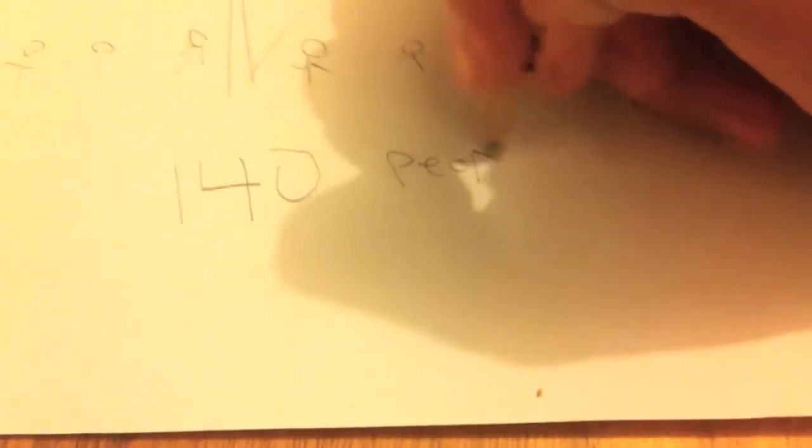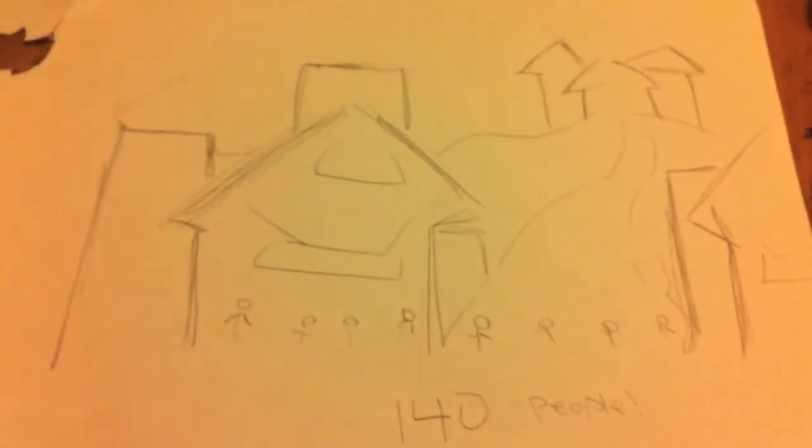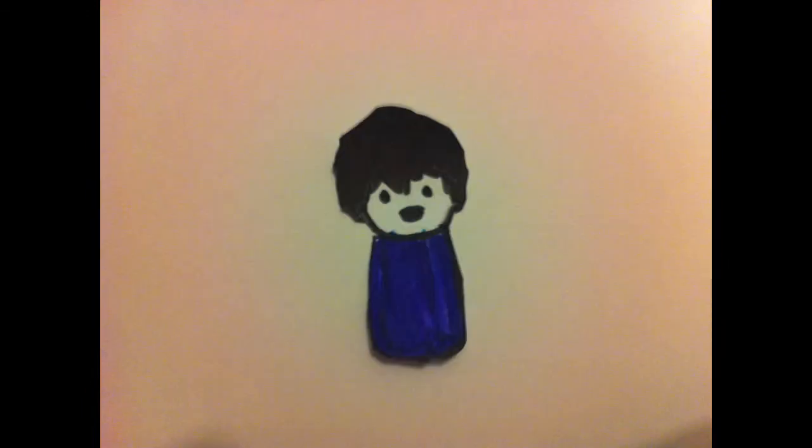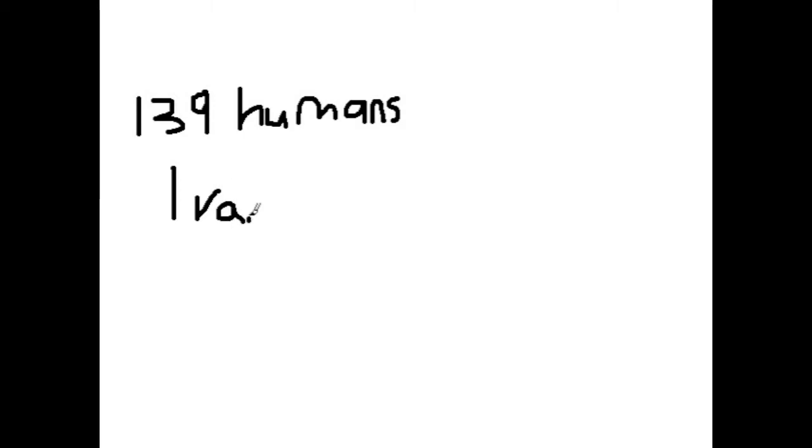So for the first problem, there's a town with 140 people, with one vampire. And each time the vampire bites its victim, that person becomes a vampire as well. A new person gets bit every week, so how long would it take till everybody's a vampire in the town? In the first week, there would only be 139 humans and one vampire, meaning that nobody's been bitten yet. So this is only the start.